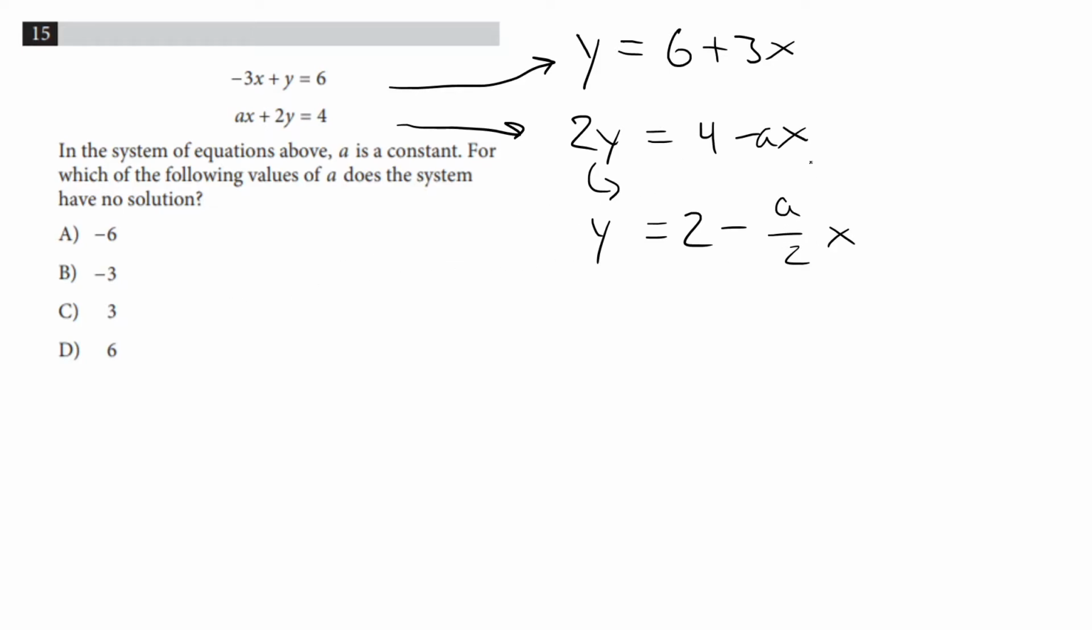So we need to find a value for a, we can set minus a over 2 equal to 3. Because like I said, parallel lines have no solution because they don't ever intersect. So the only thing that's different between parallel lines is that they have the same slope, but they have different y-intercepts. So these already have different y-intercepts, that's good. So we need to solve this. We get minus a is equal to 6, so a is actually minus 6. So for the value of minus 6, it has no solution.